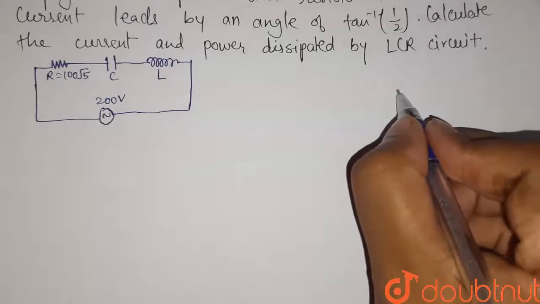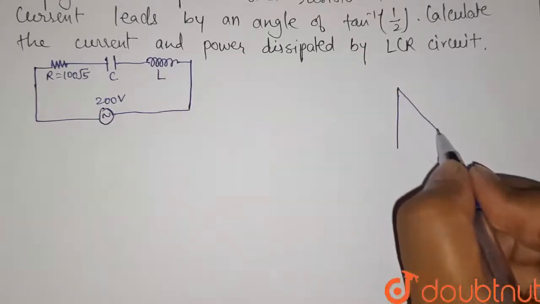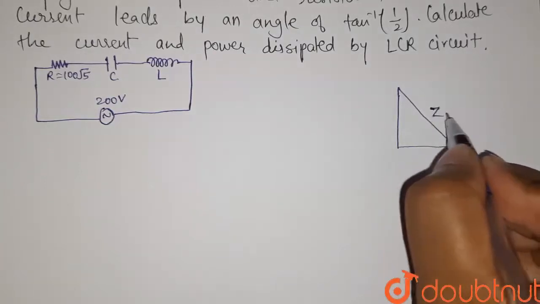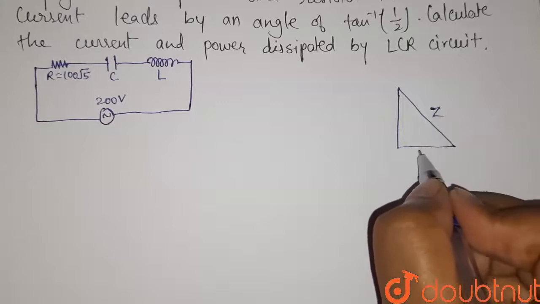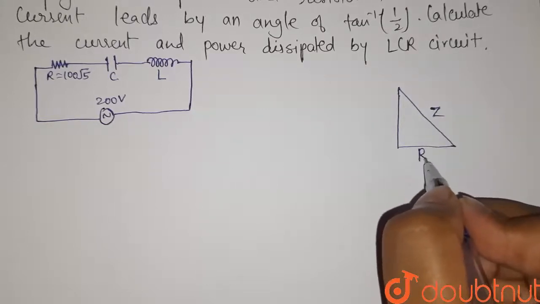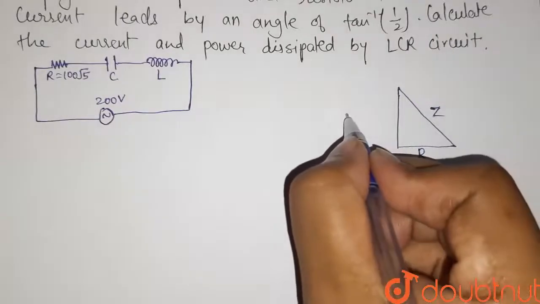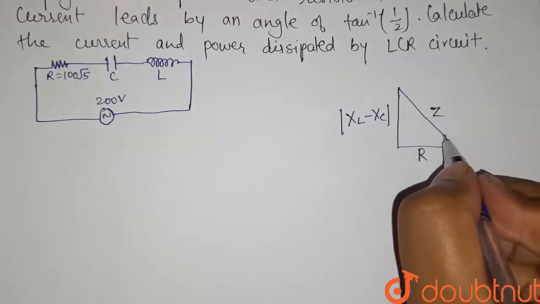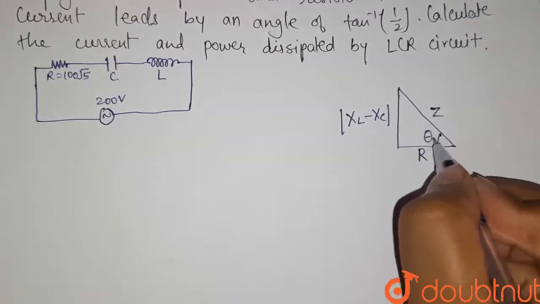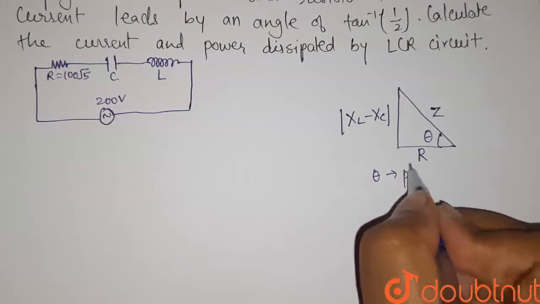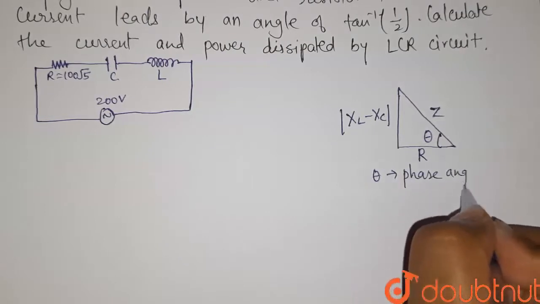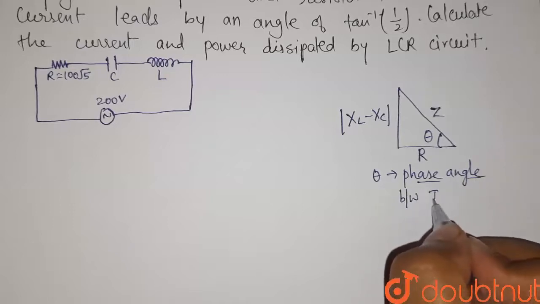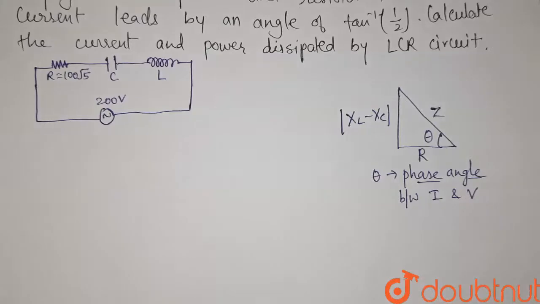First of all, let us draw the impedance triangle. Here in this triangle, this is Z, the impedance, the base is R, that is resistance, and this perpendicular will be XL minus XC. And here we have theta, and this theta is the phase angle between current and voltage, that is I and V.